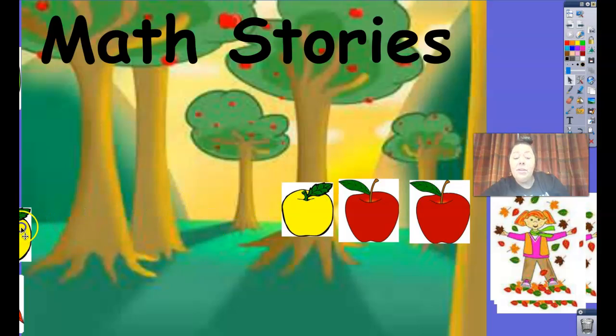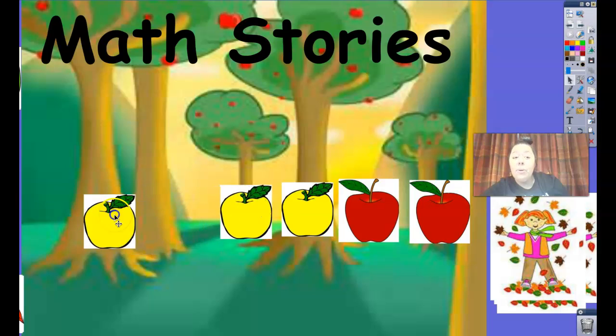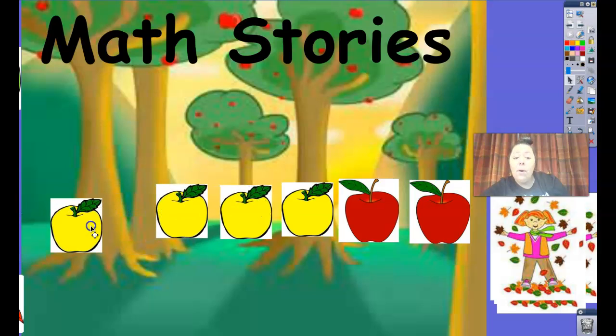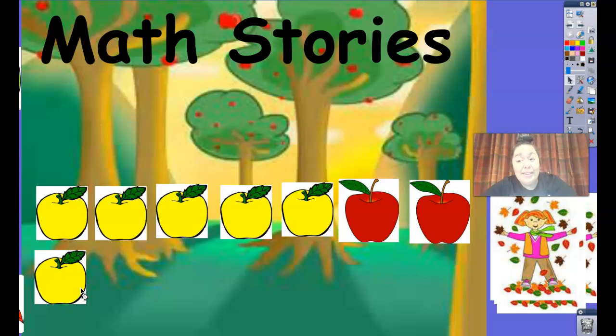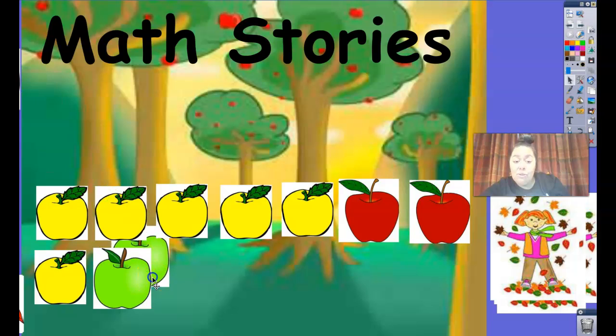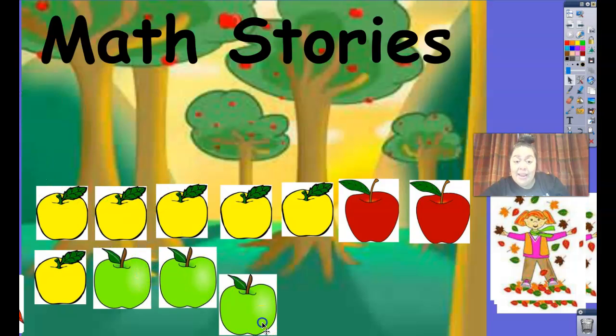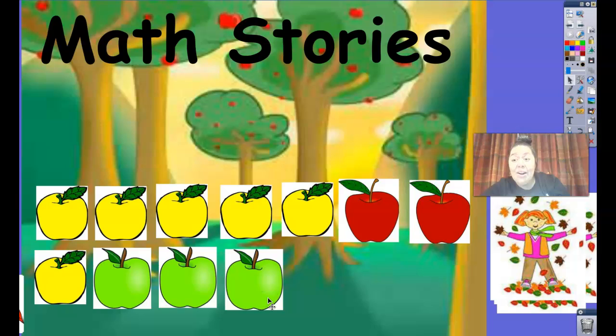1, 2, 3, 4, 5, 6. And Krista, she saw 3 green apples on the ground. So now I need to add 3 green apples. Count with me. 1, 2, 3. My goodness, there are a lot of apples on the ground today.